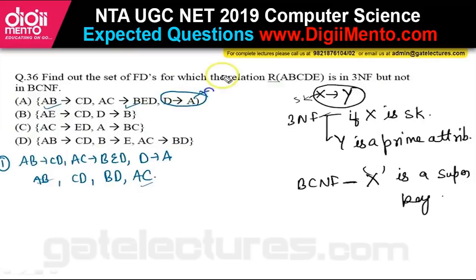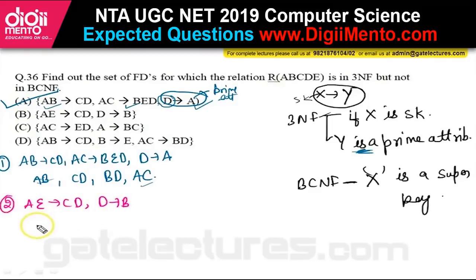Here, A is a prime attribute, D is not a prime attribute, it's a non-key, but it is satisfying the property that it is in 3NF, and it is not in BCNF. Why? Because D is not a super key. So A is the answer. We have to find the relation which is in 3NF. It is in 3NF because A is a prime attribute, it is following the second property, but not in BCNF because D is not a super key. So A is the answer. Now let's solve all the rest of the options. For the second option it is AE → CD and D → B.